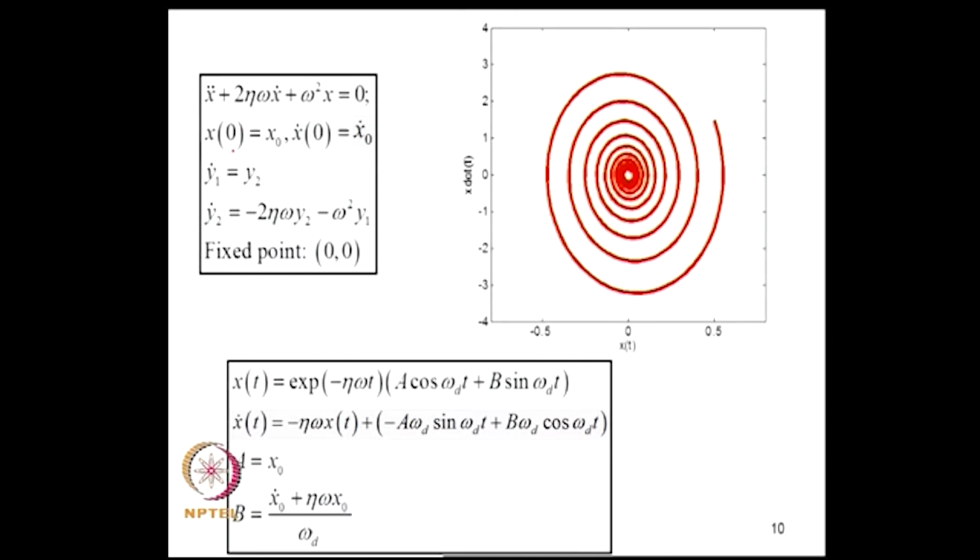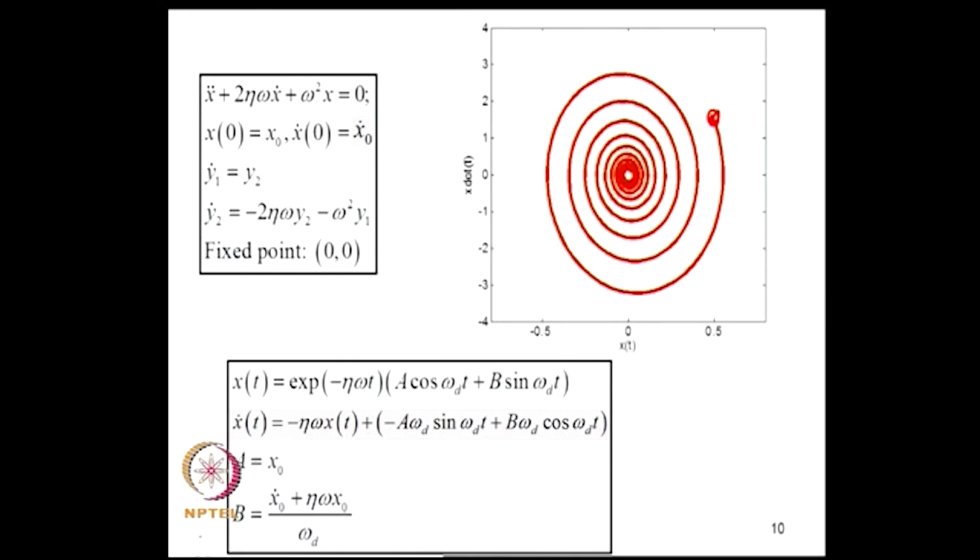Now, if we consider a damped single degree of freedom system, again in this case we know the exact solution. So, 0 comma 0 is the fixed point, and if I now again find x of t and x dot of t, x of t is given by e raised to minus eta omega t into a cos omega d t plus b sin omega d t, I am assuming an underdamped system, and x dot of t will be given by this, where by using initial conditions I can find a and b. So, if the motion is initiated somewhere here in the x dot versus x phase plane, it spirals and decays to 0.